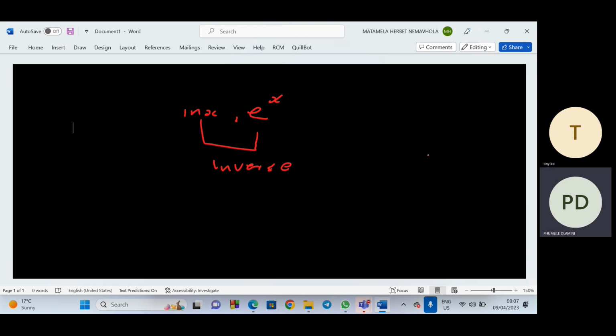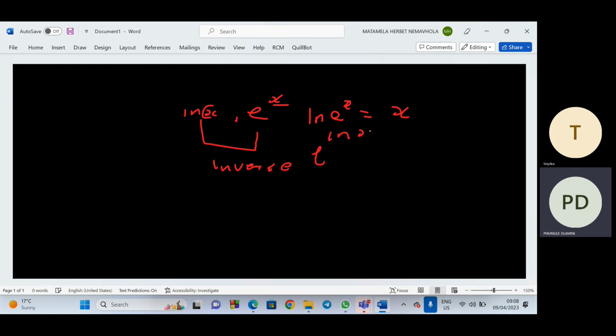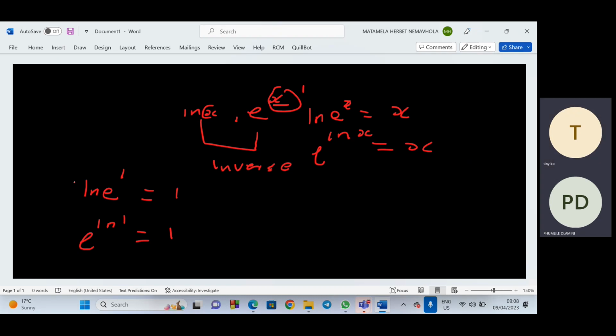When I say the answer becomes 1, if I say ln e to the power x, where there is x here I put e to the power x, the answer is going to be x. If I say e to the power ln x, where there is x on top I put ln x, the answer is still x. It means that ln of e to the power 1 gives 1, and e to the power ln 1 also gives 1.